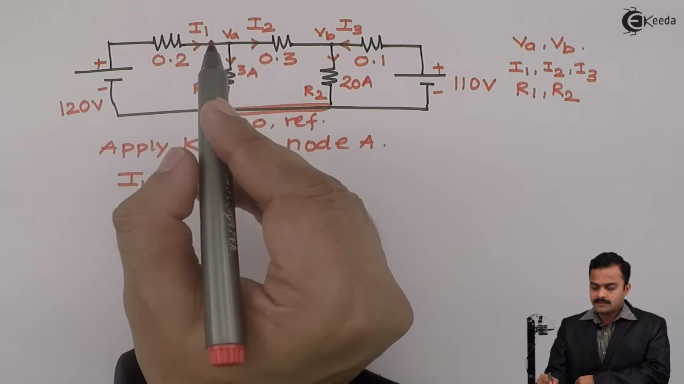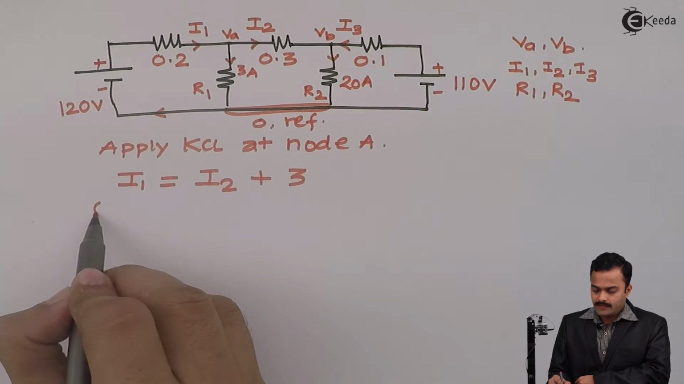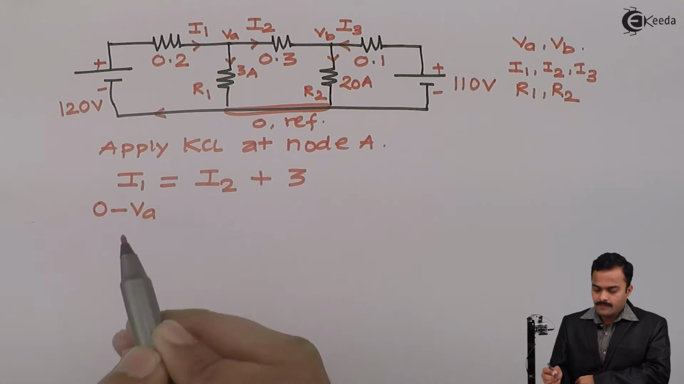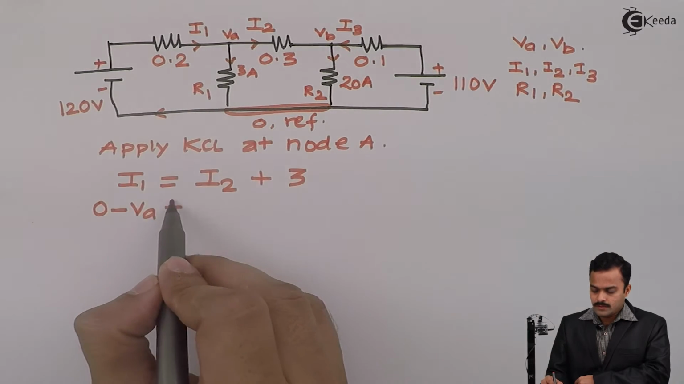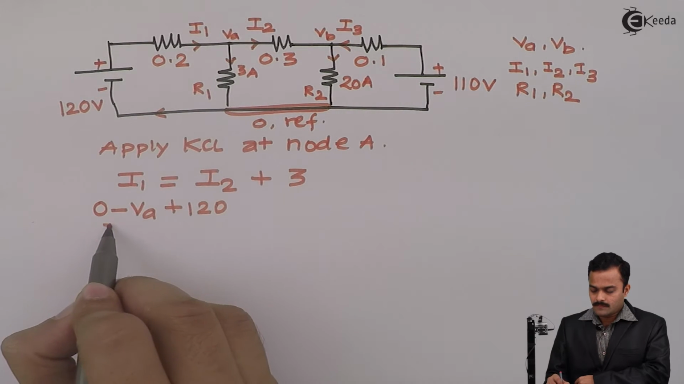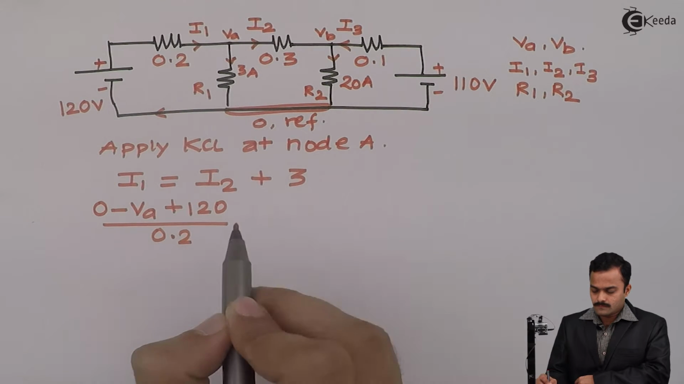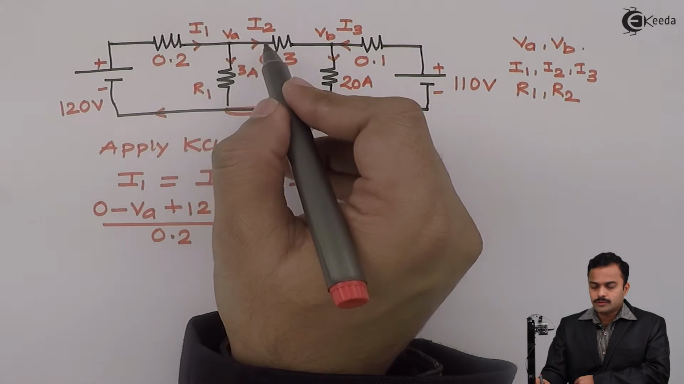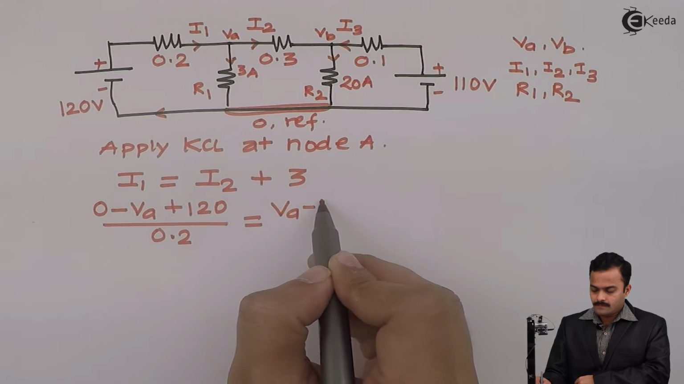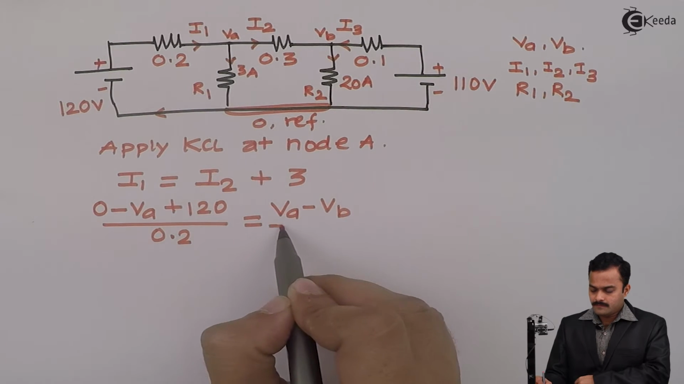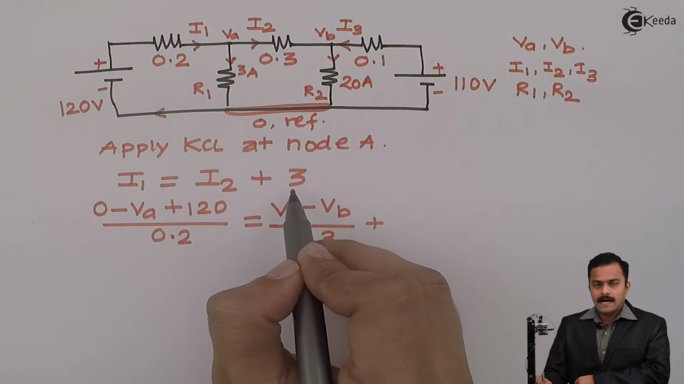So I1 is a current which has started from reference and ending on node A, and in the direction I am having a voltage rise of 120 volt. So plus 120 divided by resistance of this branch 0.2 equal to I2, started at A ending on B. So VA minus VB divided by 0.3 plus 3, I will keep as it is.